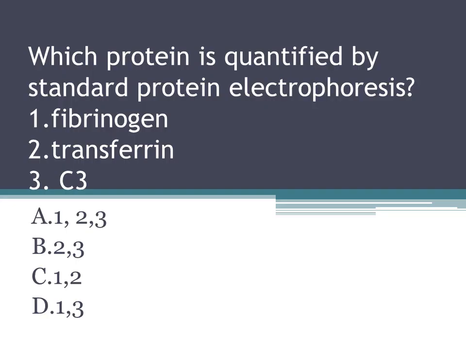Which protein is quantified by standard protein electrophoresis? 1. Fibrinogen, 2. Transferrin, 3. C3. So A, 1, 2, and 3, B, 2 and 3, C, 1 and 2, D, 1 and 3. So sino dito ang kasali sa standard protein electrophoresis? The correct answer is 2 and 3, transferrin and C3.